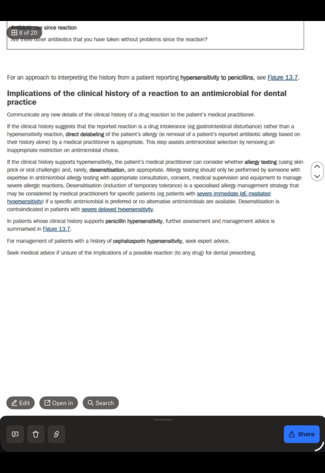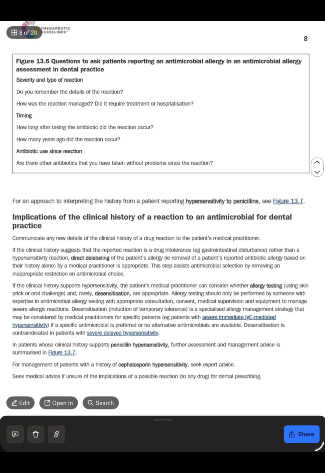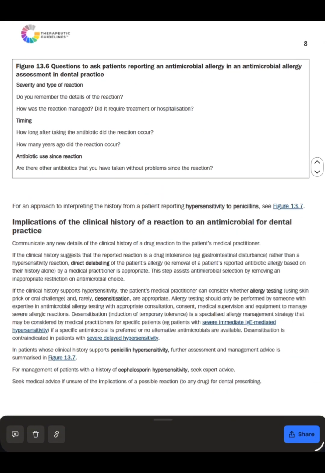Okay. So it was figure 13.7. We'll look at it in detail. Now, implication of the clinical history of a reaction to an antimicrobial for dental practice.